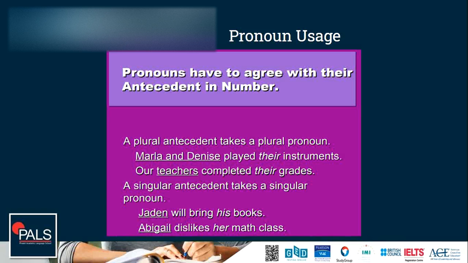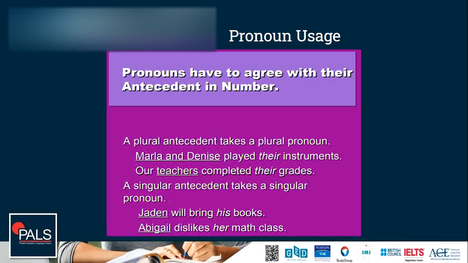Pronouns have to agree with their antecedent in number, like the earlier example. A plural antecedent takes a plural pronoun. Take a look at this sentence. Marla and Denise played their instruments. Their, because we're talking about Marla and Denise, which is a plural antecedent because we have two persons here. Our teachers completed their grades. Teachers is a plural noun, so that's considered the antecedent, and the pronoun we need to make plural as well.